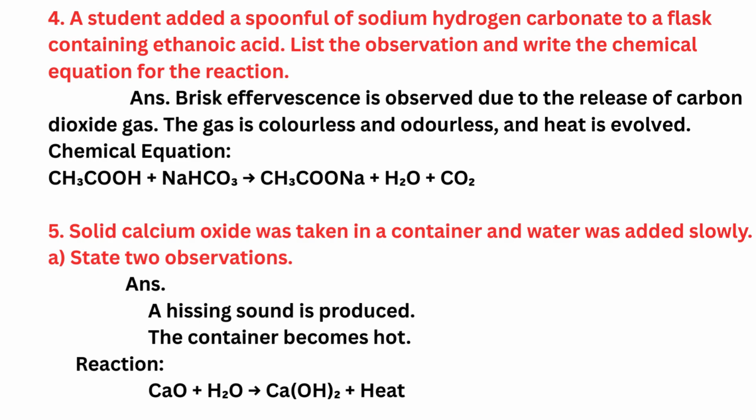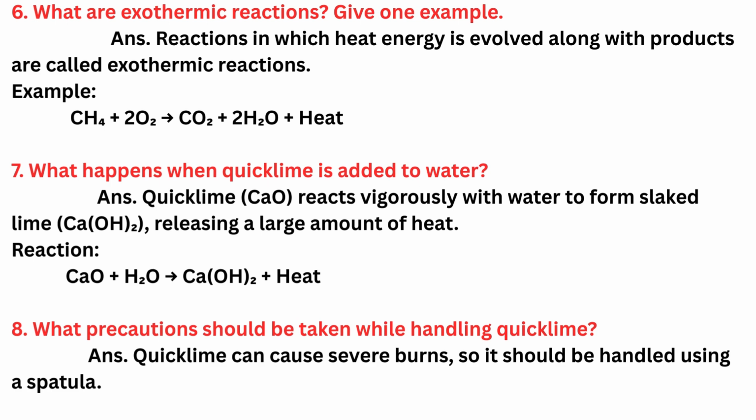Question number 5, solid calcium oxide was taken in a container and water was added slowly. State the observation. Answer, a hissing sound is produced and the container becomes hot. Question number 6, what are exothermic reactions? Give an example. Answer, reactions in which heat energy is evolved along with the products are called exothermic reactions. Example, methane CH4 plus oxygen O2 gives CO2 carbon dioxide plus 2H2O water plus heat.